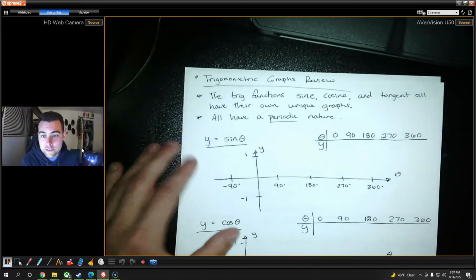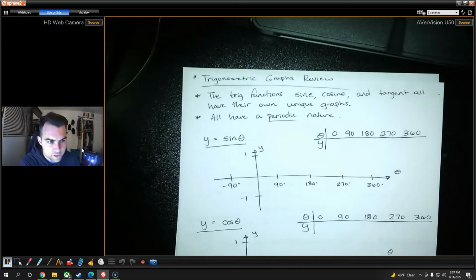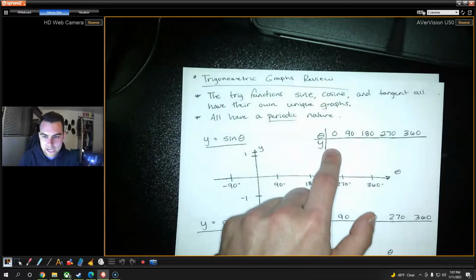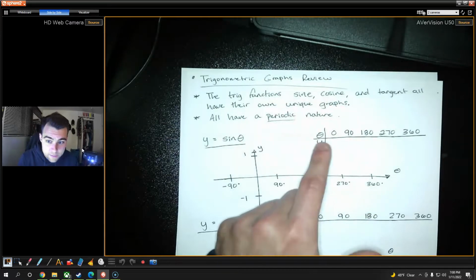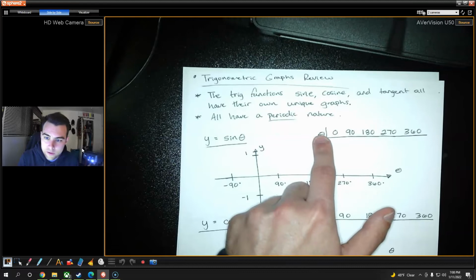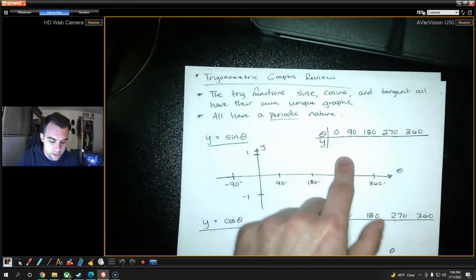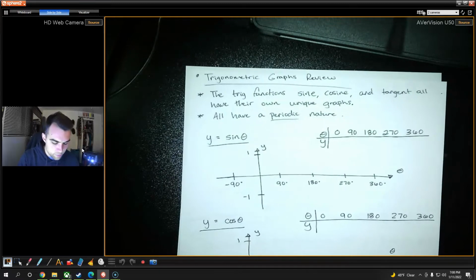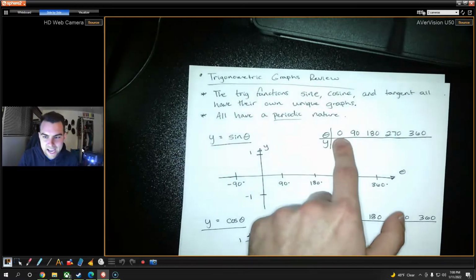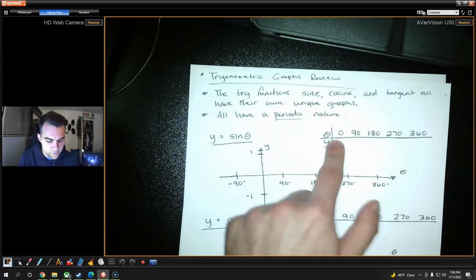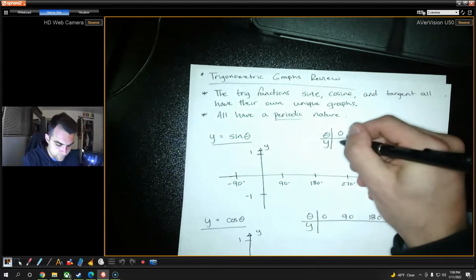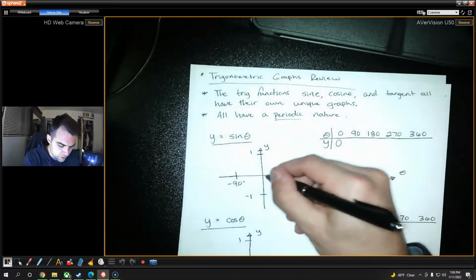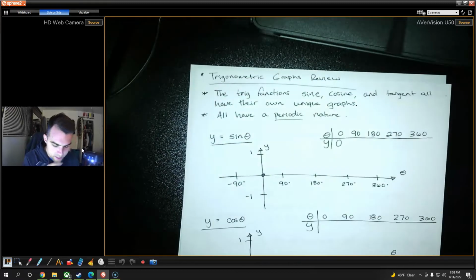So the trig graphs, sine, cosine, tangent, all have their own unique graphs, and they all have this periodic nature. So I'm going to make an xy or a theta y table. My independent variable is my angle, and then my y value is what this trig function spits out, just like normal. So what we're going to do is go through some of these nice angles. They're really nice angles because sine of 0 is just 0. So 0, 0, I'm going to plot right here.